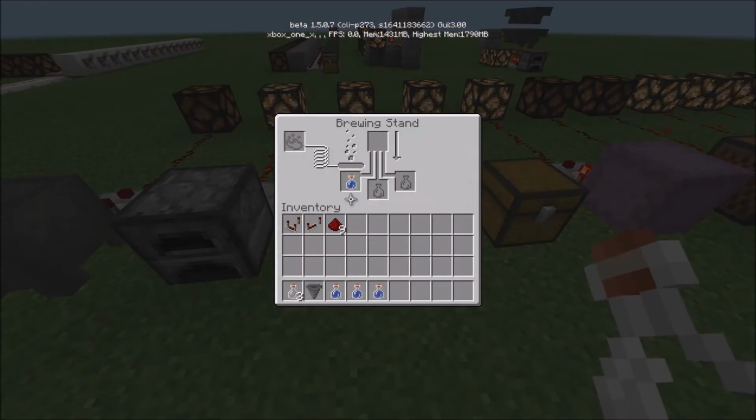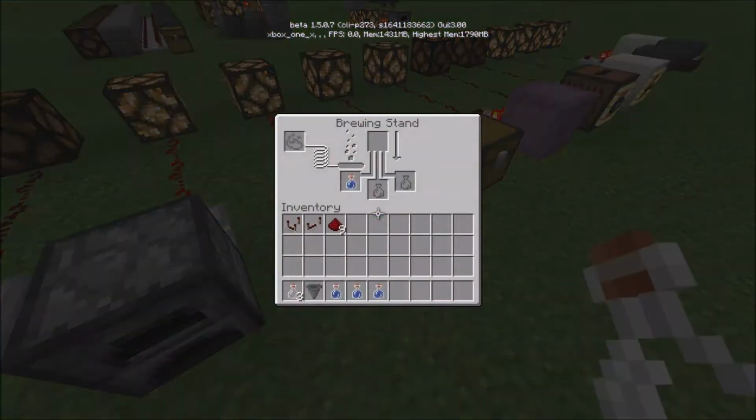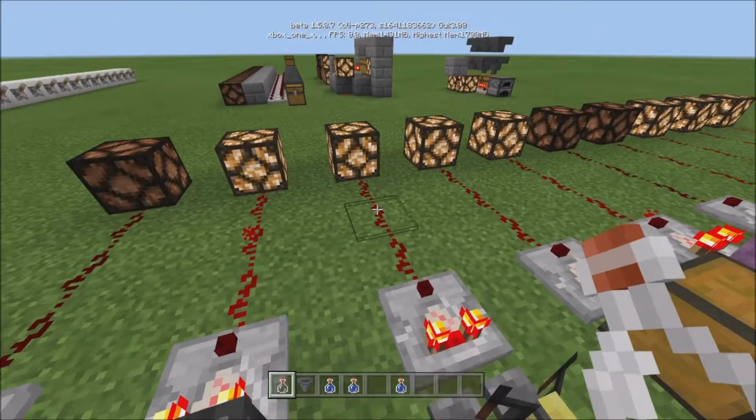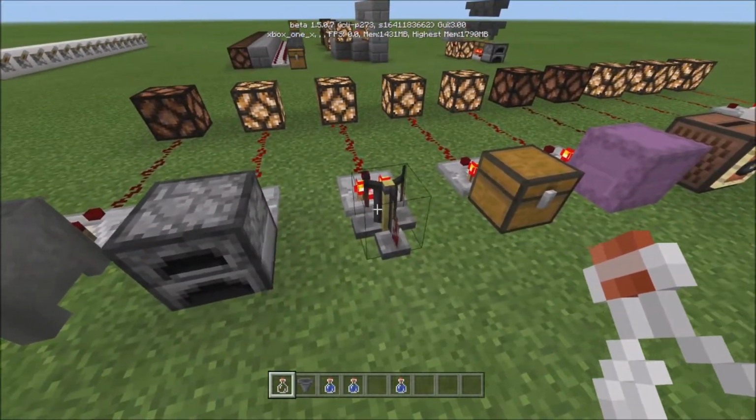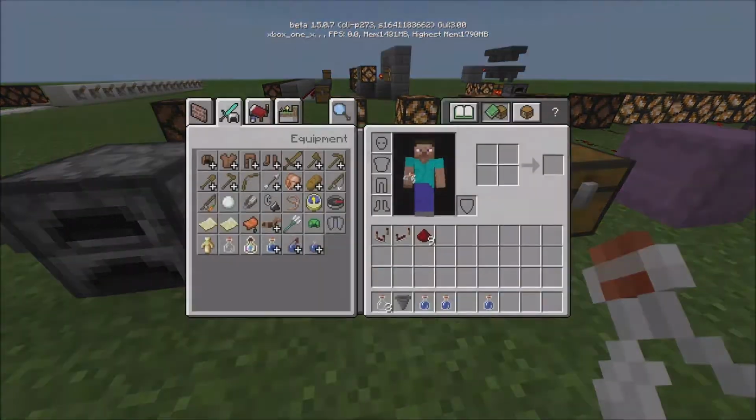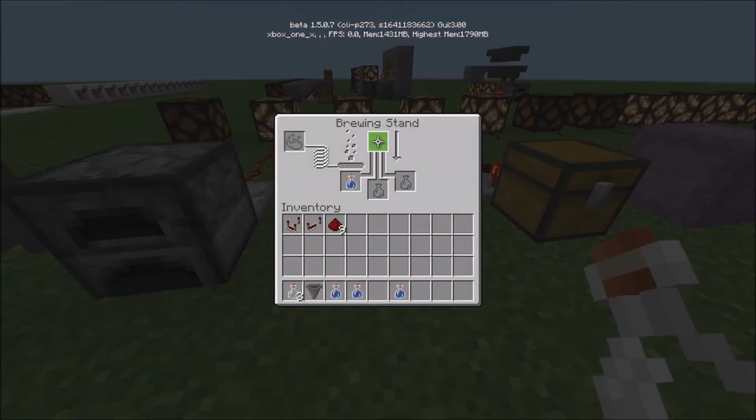This one as well will give you certain amounts, so you take a water bottle out, you get a 0, you put 1 in, you get at least 3. I haven't really played around with it, but again, you can play around with that. Keep in mind, this part of the brewing stand does not output a signal at all. So it's this part, this part, this part, and this part that will give you a signal. This one will not.